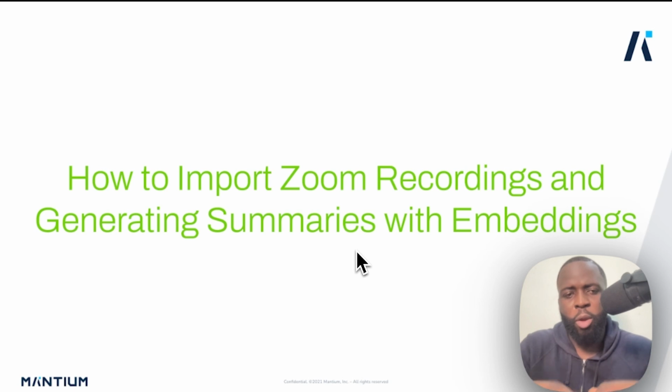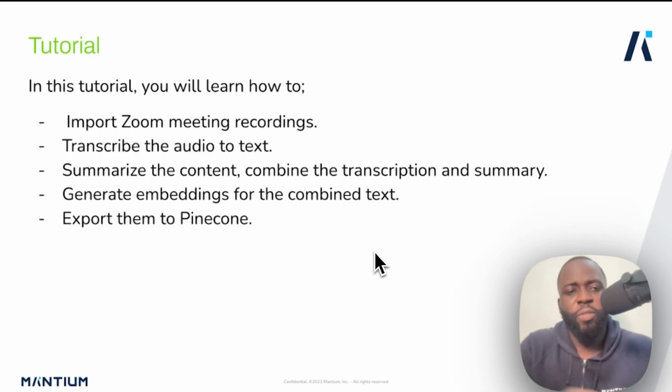In this tutorial, we're going to take a look at how to import Zoom recordings, then convert the audio to text, generate summaries, and then embeddings. At the end of this tutorial, you'll learn how to import Zoom meeting recordings, transcribe the audio to text, summarize the content, and combine the transcription and the summary. Then you generate embeddings for the combined text, and at the end, you ship the combined text and the embeddings of the combined text to Pinecone for other usage.